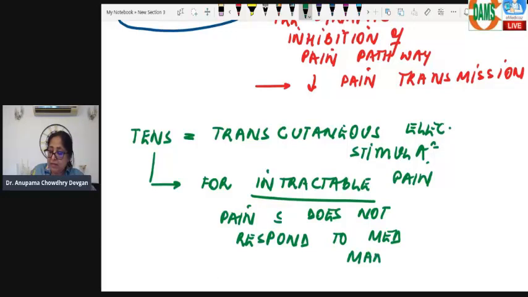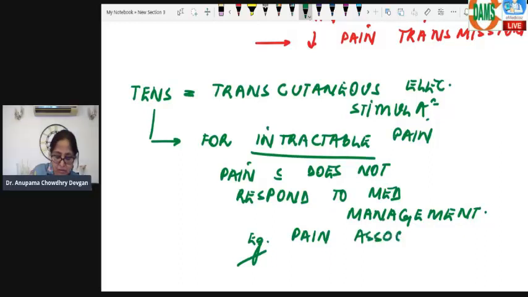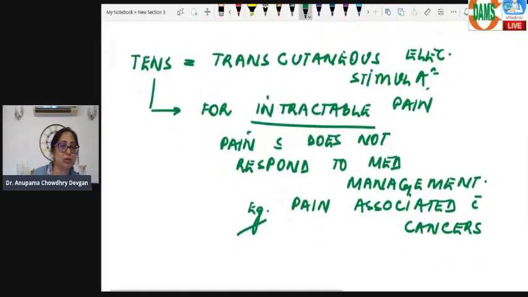See, the first line of treatment of pain is always medical. We have excellent drugs to manage pain. But in certain types of pain, like for instance associated with certain types of cancers, which is not responding to medical management, you can do what is known as TENS, transcutaneous electrical nerve stimulation.